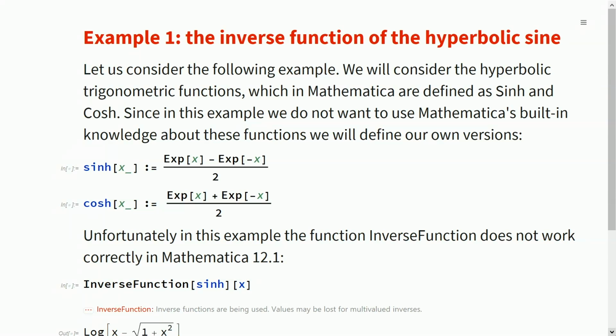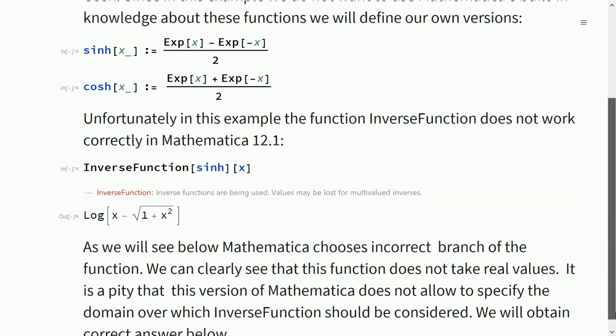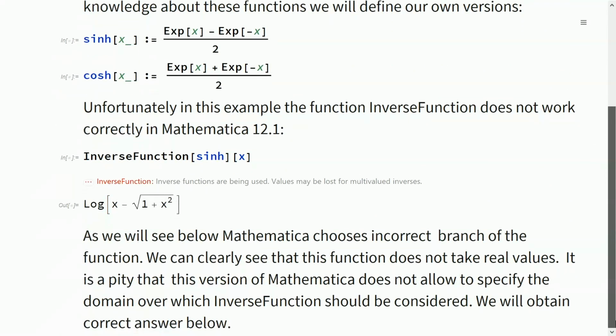Many students might then naively try to use the built-in inverse function. So unfortunately, in this example, the inverse function doesn't work correctly. In Mathematica 12.1, it chooses an incorrect branch of the function. It can clearly be seen that this function doesn't take real values. At this step, we observe that many students might continue to work with this incorrect answer further without paying attention to the message. Just as a remark for Mathematica developers, it's a pity that this version of Mathematica doesn't allow us to specify the domain over which the inverse function should be considered.